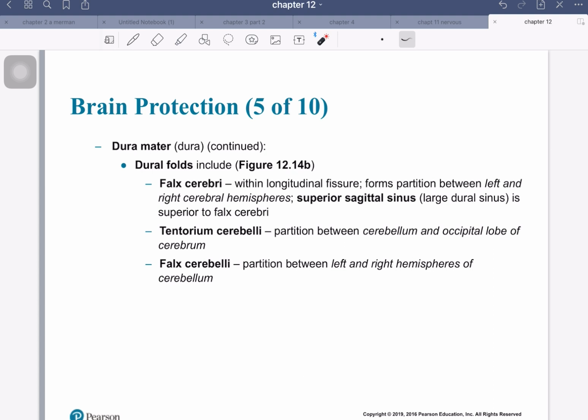Now we'll see pictures, so it's going to make more sense, but I want to introduce the terms. We have the tentorium cerebelli, which is a partition between the cerebellum and the occipital lobe. And then we have the falx cerebelli, which is a partition between the left and right hemispheres of the cerebellum. So what are these? These are really sort of these dural folds that basically, as I say, wedge themselves in between structures of the brain.